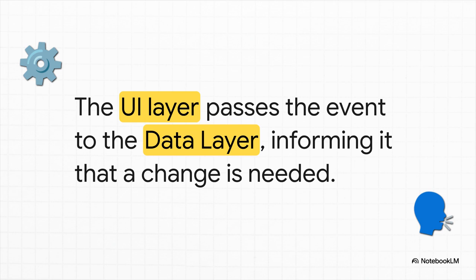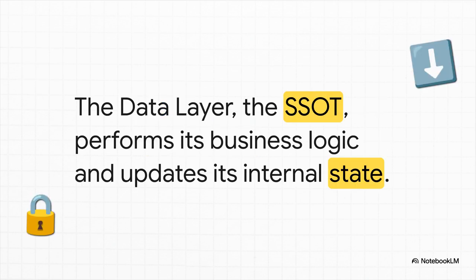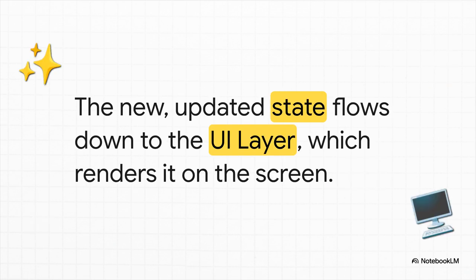Now, the data layer, our single source of truth, receives that event, and it knows exactly what to do. It runs its logic, it updates the shopping cart's data inside itself, and it creates a new updated version of the app's state. And this is what completes the loop. That new state, the one with the updated cart, now flows back down to the UI layer. And what's the UI's simple job? It sees the new data, and it just redraws the screen to show the item is now in the cart. It's clean, it's predictable, and it's so much easier to debug.